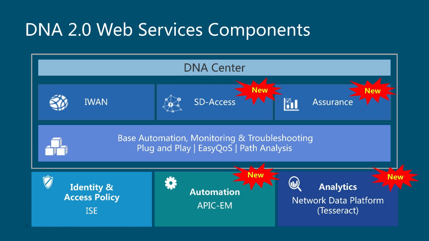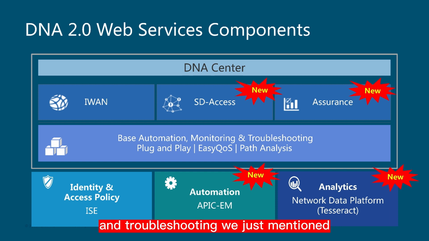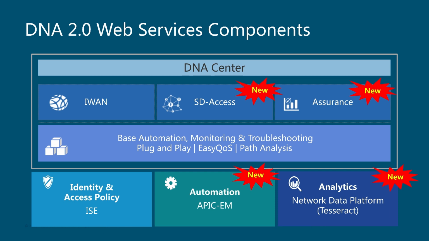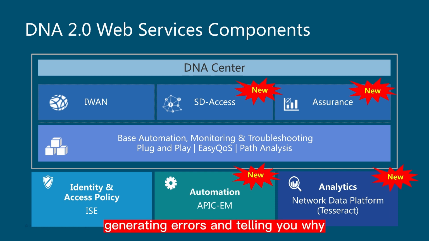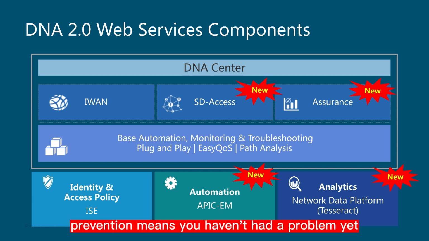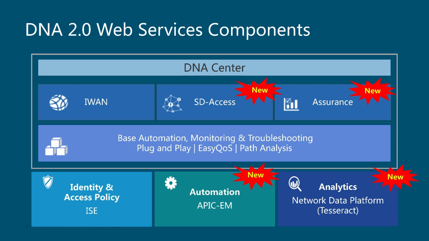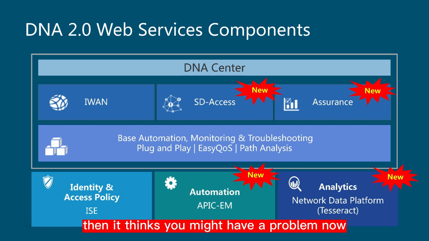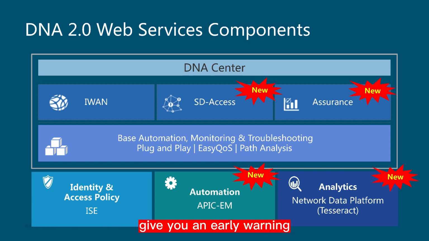Look down. Assurance. It is different from the monitoring and troubleshooting we just mentioned. Troubleshooting is generating errors and telling you why. Then give you the solution. Prevention means you haven't had a problem yet, but due to the powerful database matching in the background, then it thinks you might have a problem now. Give you an early warning.